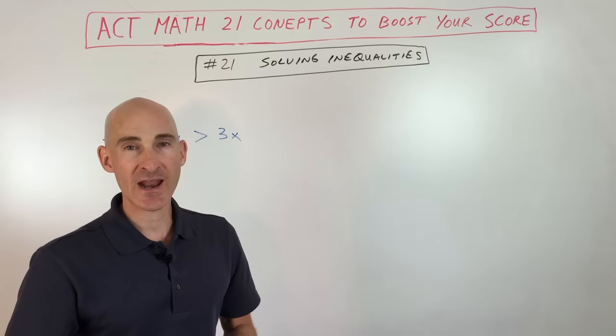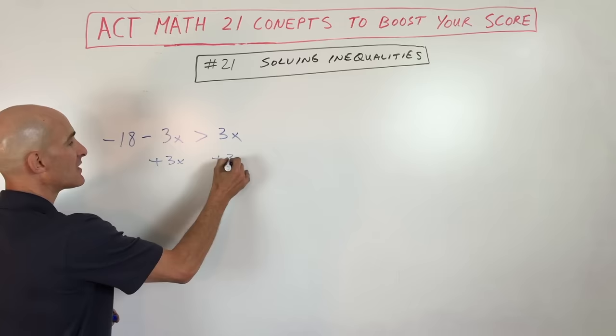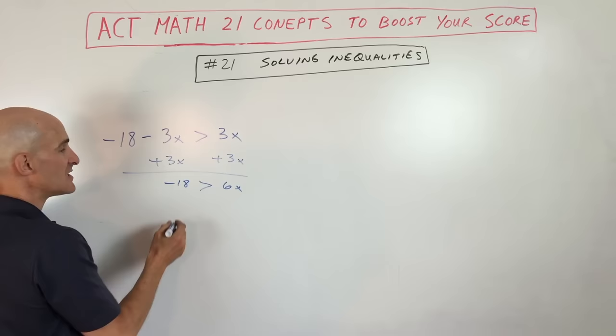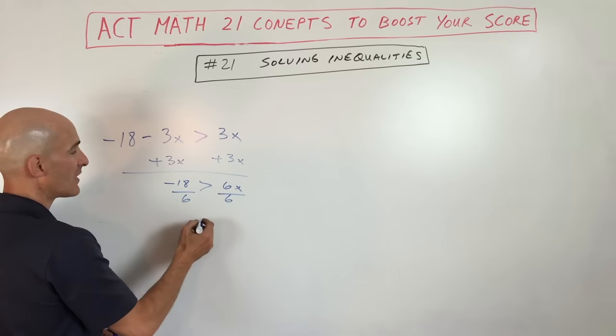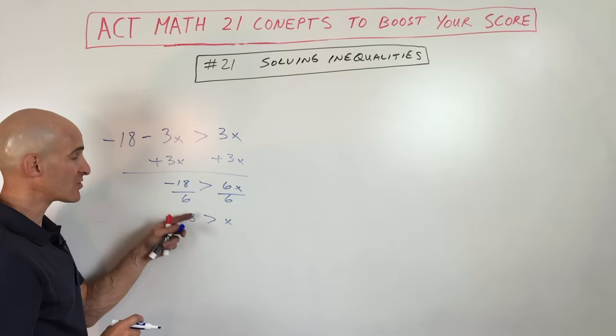So I'll show you in this example how I would approach this. I'm going to add the 3x over here to the other side, just to get the variables on one side and the numbers on the other. So that gives us 6x and negative 18. Then I'm going to divide by 6, and that's going to be negative 3. Now notice I didn't change the sign. This number is negative, but I didn't divide by a negative number. So only if you divide or multiply by a negative number does that sign change.